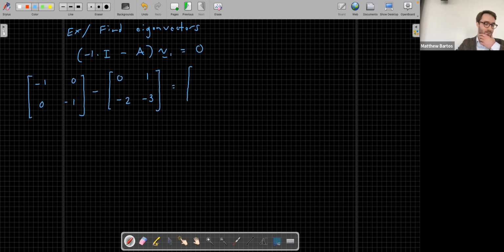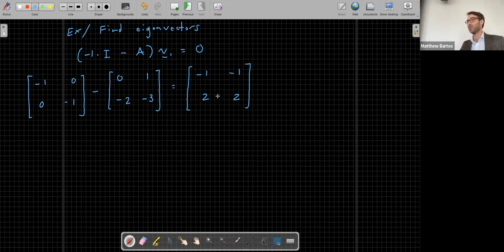This will give us -1, -1, 2, 2. All right, so this is this expression here, -1 I minus A. What's the rank of this matrix? Can you tell just by looking at it? So it's 1, right? There is one linearly independent column. So what does the dimension of the null space have to be? Also 1. From what piece of knowledge?